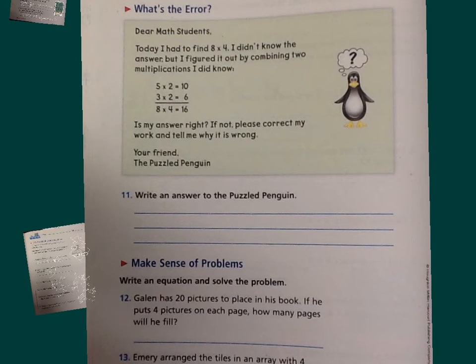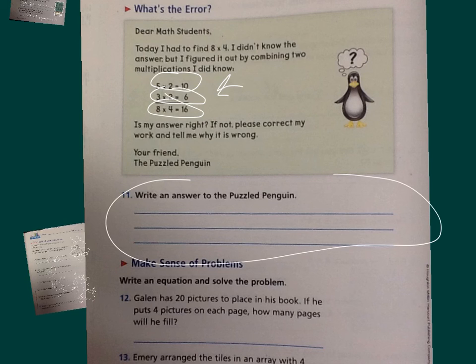Today I had to find 8 times 4. I didn't know the answer, but I figured it out by combining two multiplications I did know. I got 5 times 2 is 10, 3 times 2 is 6, add them together, 8 times 4 equals 16. Is my answer right? If not, please correct my work and tell me what I did wrong. I'm not going to tell you that, actually. I want you to work on it on your own. And when you come to me, I want you to bring it up to me and make sure I remember to share it with you. But I want to talk about this answer and if it's right or wrong. And I want you to write in here why it's right or why it's wrong.